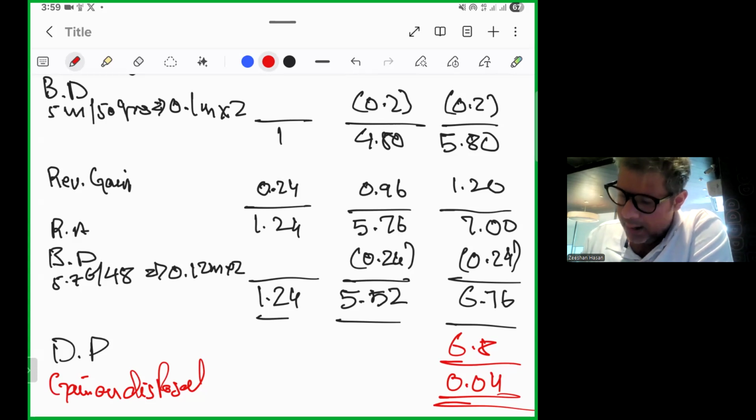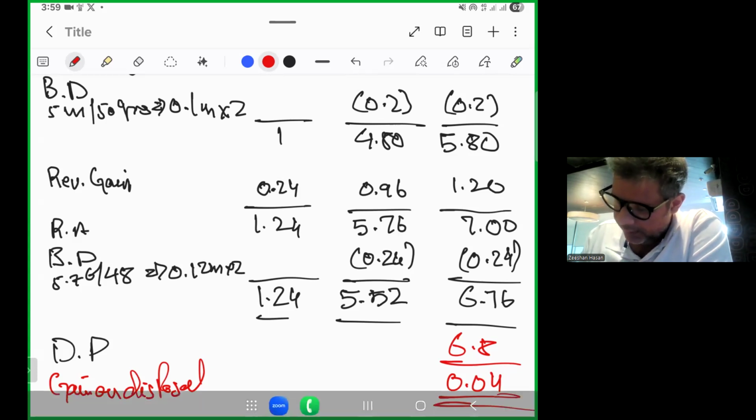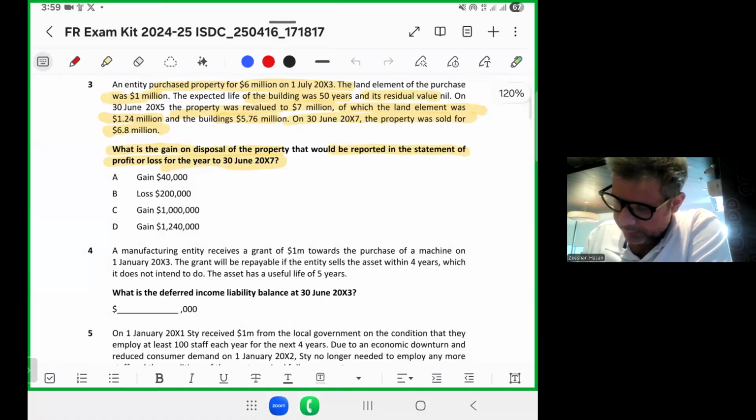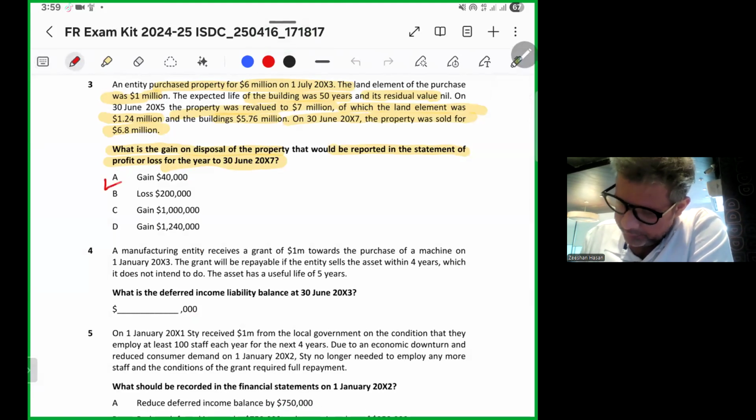And so our answer in this case is A. Now, next question. A manufacturing entity receives a grant of 1 million towards the purchase of a machine on 1st January 20X3. The grant will be repayable if the entity sells the asset within 4 years, which it does not intend to do. The asset has a useful life of 5 years. What is the deferred income liability balance at 30th June 20X3?